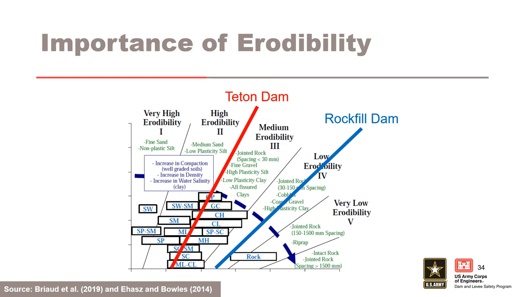If the Teton dam failure took 4 hours for an erosion category of 2.5, of medium to high erodibility, and considering that the erosion categories are on a log scale, a rockfill dam failure, which may have an erosion category of 4 for low erodibility, would take much longer.